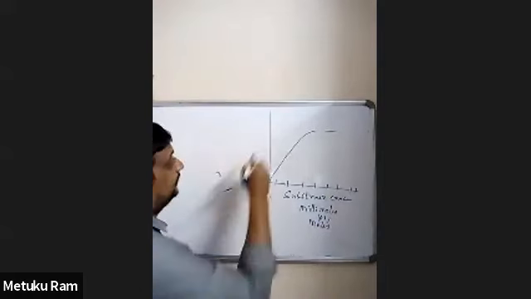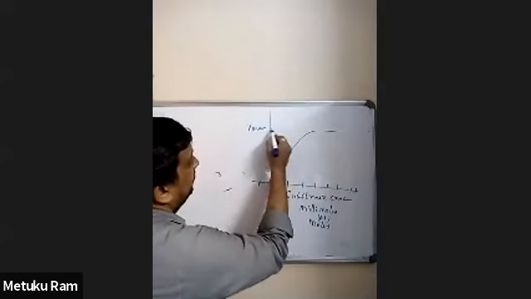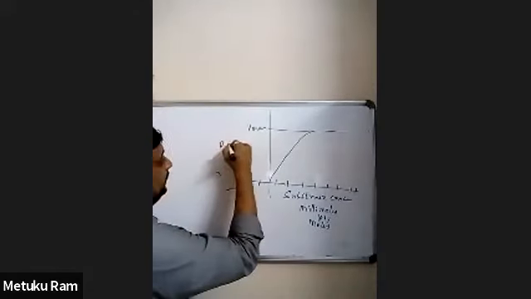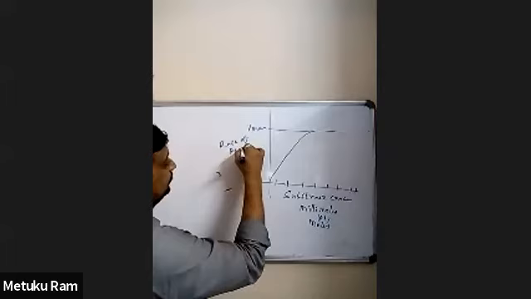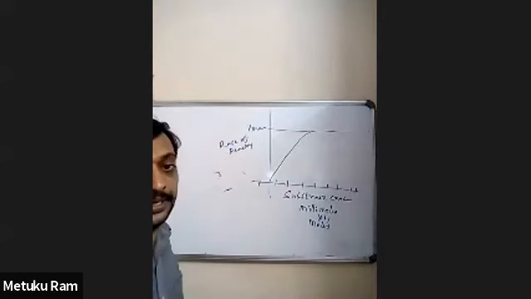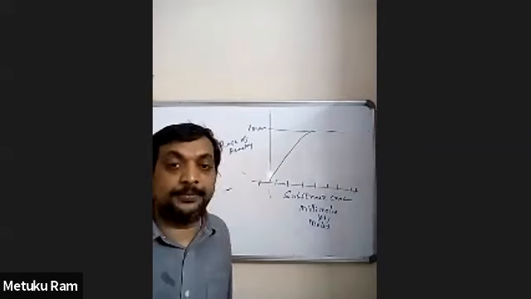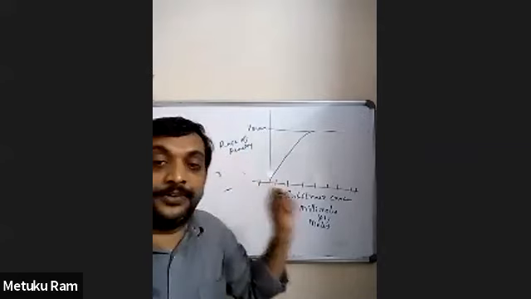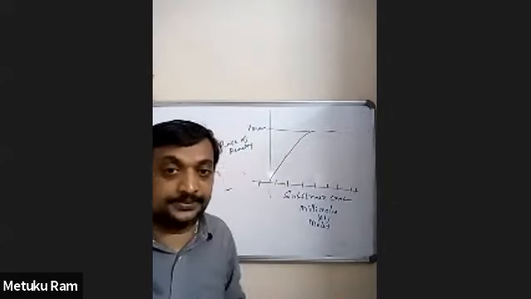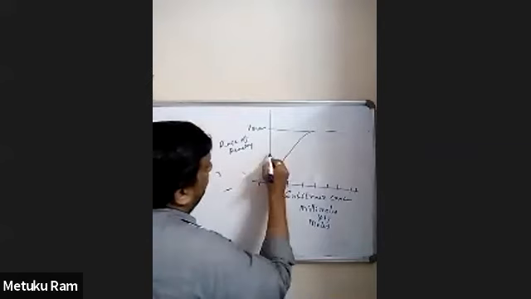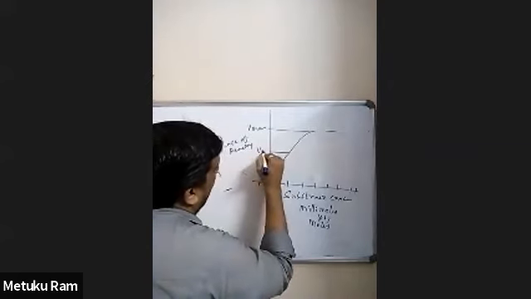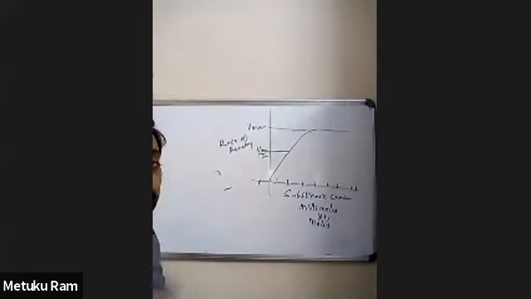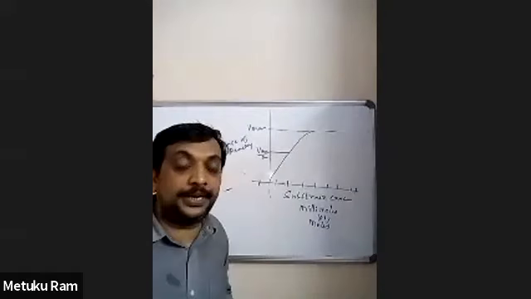Now this is Vmax. This is the maximum rate of reaction, the amount of product formed per unit time. This is what we call Vmax, the maximum velocity of this enzyme catalysis. Now, half of the Vmax is what we call Vmax by 2.